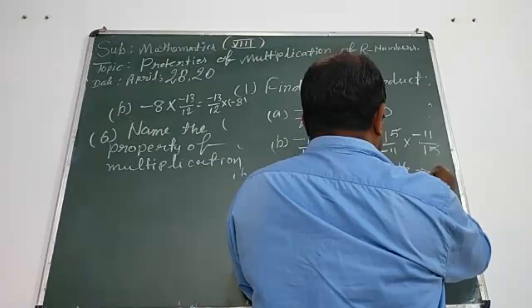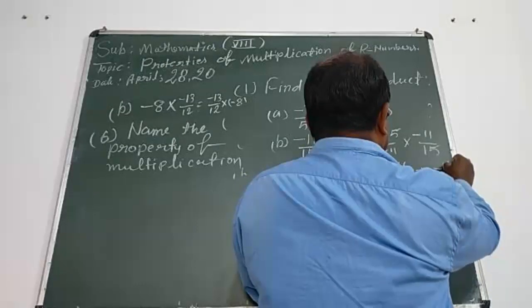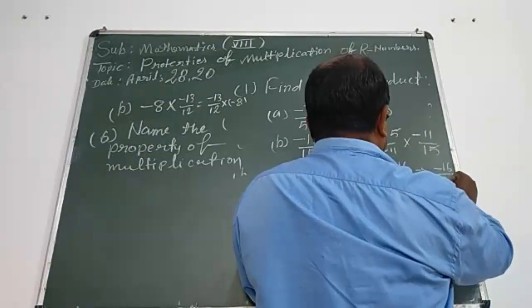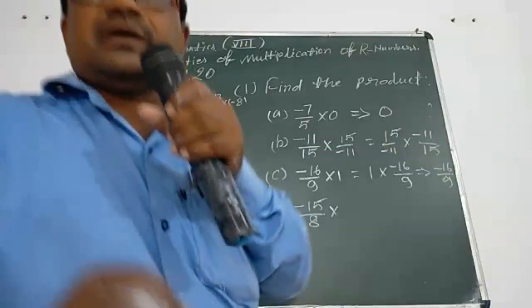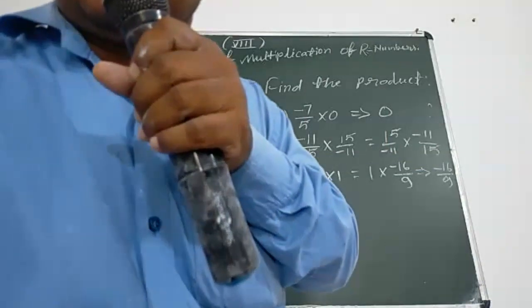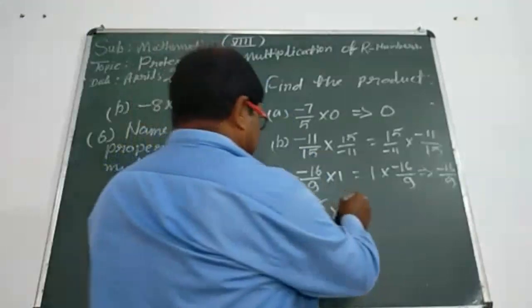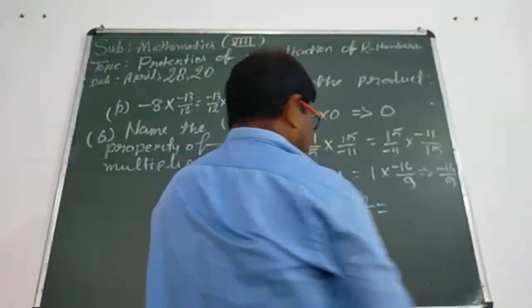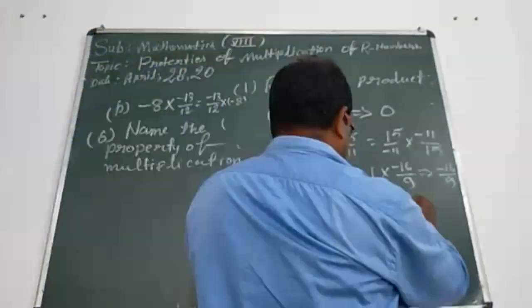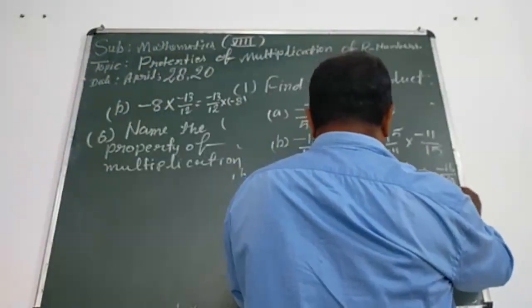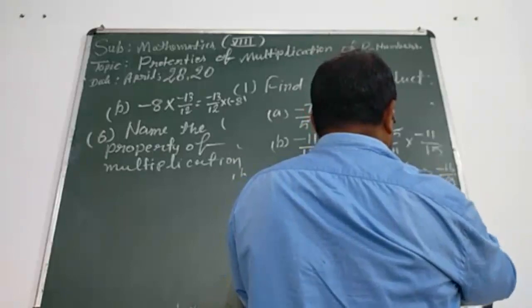You will write the name of the property. Question number D: minus 15 upon 8 multiply minus 12 upon 7 equal to minus 12 upon 7 multiply minus 15 upon 8. You will write the name of the property. Okay?